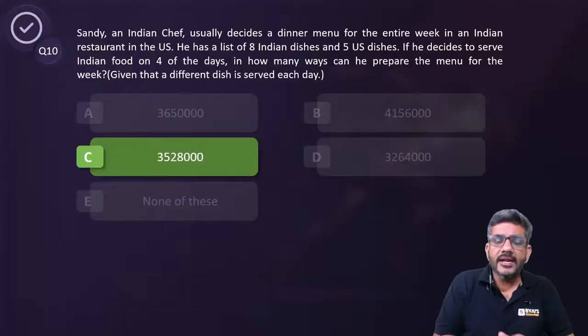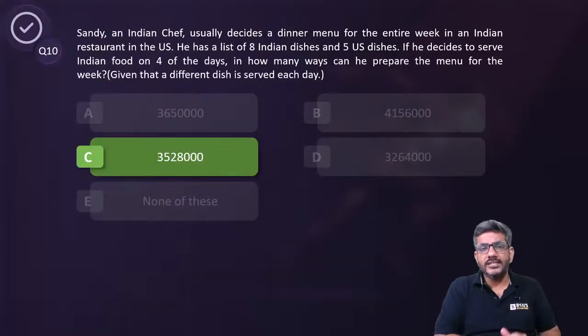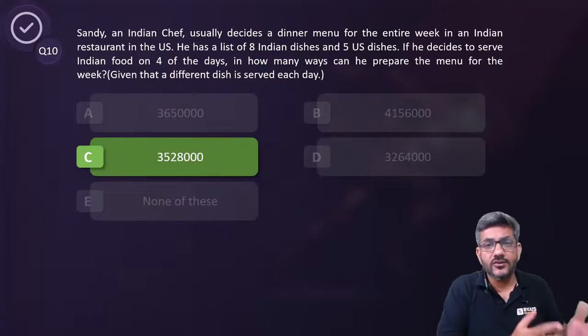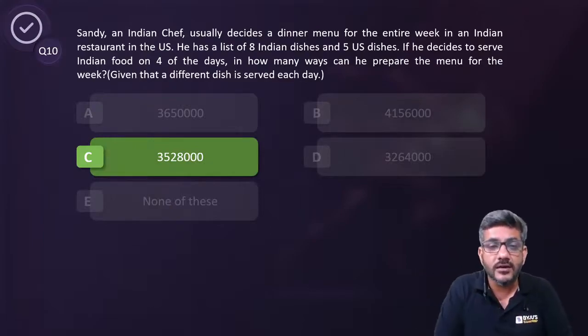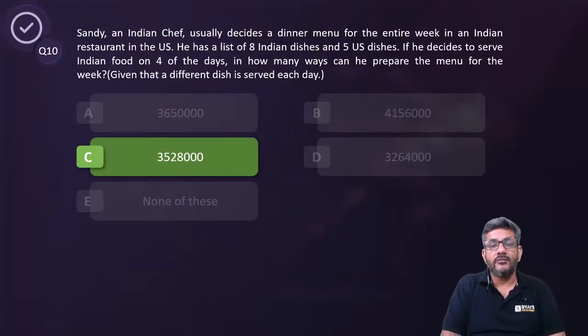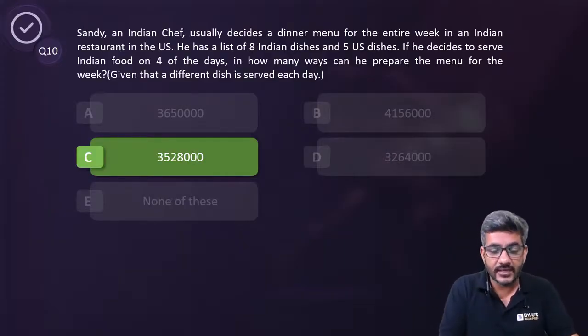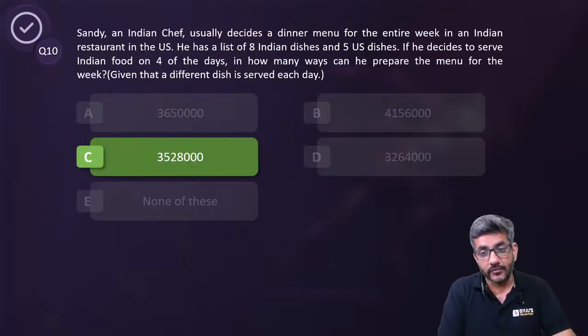Simple. 8 Indian dishes, 4 are to be chosen, 8C4, 5 US dishes, 3 are to be chosen, 5C3. Now these 7 dishes are to be arranged in a week in 7 factorial ways. Multiply karke we got the answer, and that was the last question of the day.